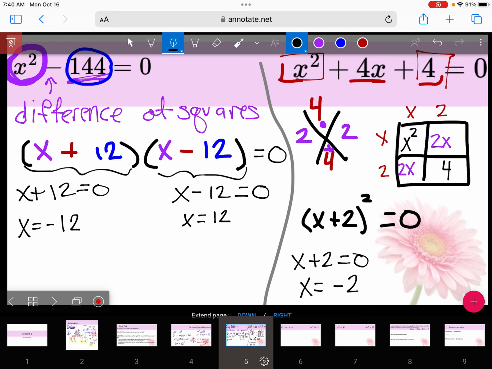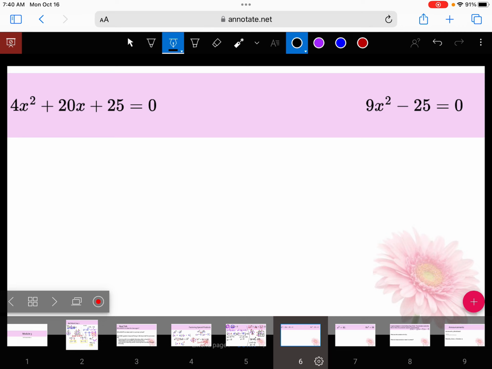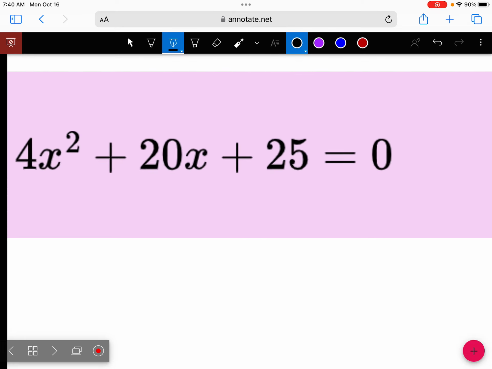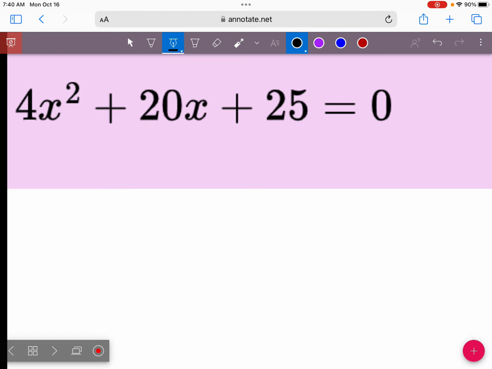Questions on these two? So sometimes they're not quite so obvious. This left-hand one, we want to see if this is a perfect square trinomial. So what piece, when squared, gives us 4x squared?